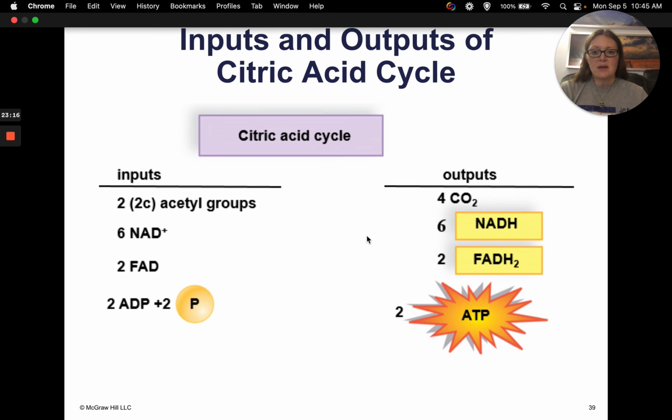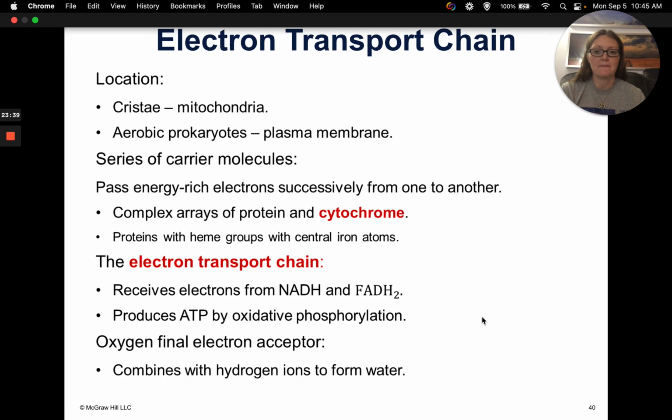All right, so this is a good summary. Inputs and outputs. Inputs are 2 acetyl-CoA, and then 6 NAD+, 2 FAD+, and then 2 ADP and 2 phosphates. By the time we are done with the citric acid cycle, we get 4 carbon dioxides, 6 NADHs, 2 FADHs, and 2 ATP formed. So far, by just the citric acid cycle, we have a total of 4 ATP that have been created. 6 technically, okay, we've created 6 ATP, but 2 of those, again, we're not counting because we had to use 2 energy to get that ball rolling down the hill.